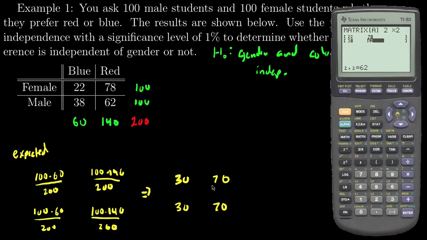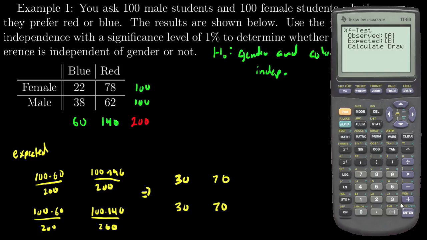And I don't need to put in the expected matrix. It's actually going to give it to me. So I'm going to quit out of here. Make sure I did it right: 22, 78, 38, 62. So quit. And then I go to stat, test. I just scroll my way down to the chi-squared test. There we go.